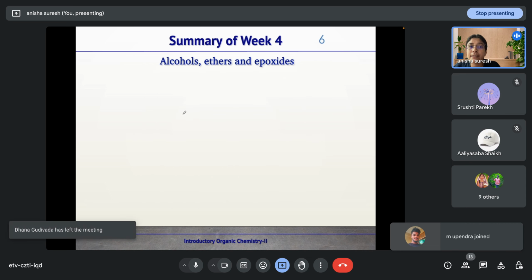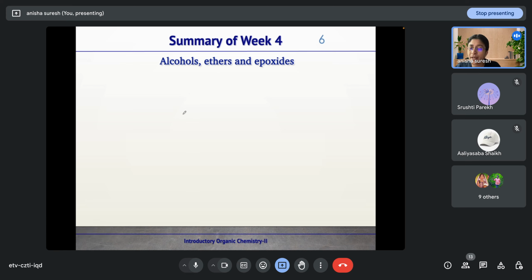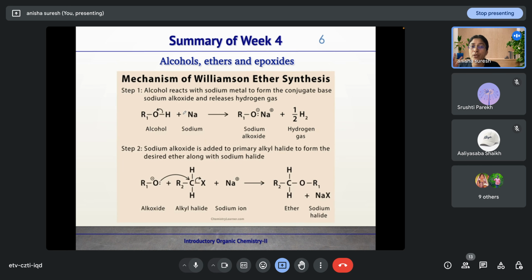Then alcohols, ethers, and epoxides are majorly discussed in Introductory Organic Chemistry Part 1. So here, ma'am has discussed only a very minor part. The major reaction that is discussed in this part is the Williamson ether synthesis.